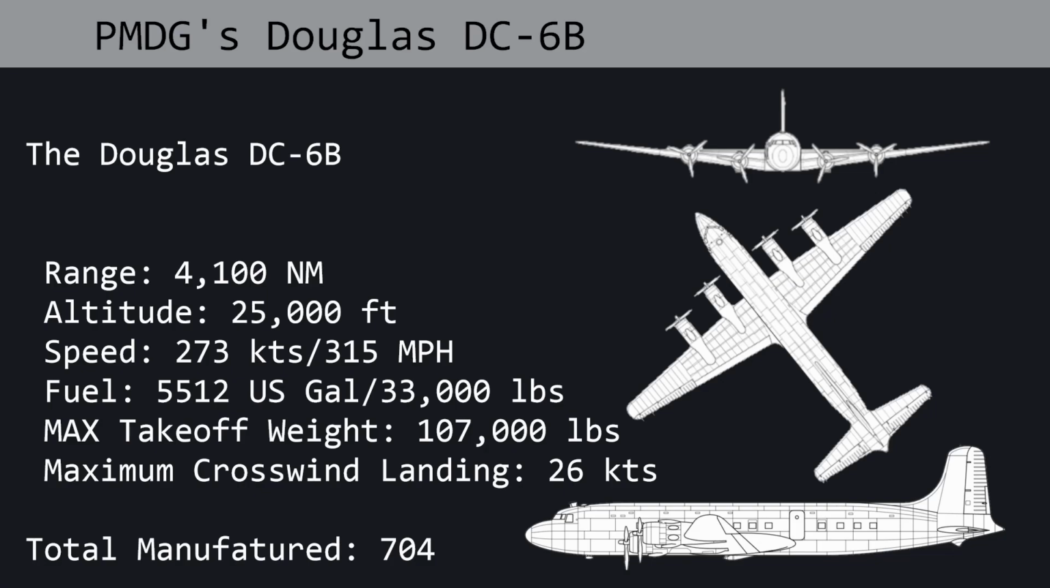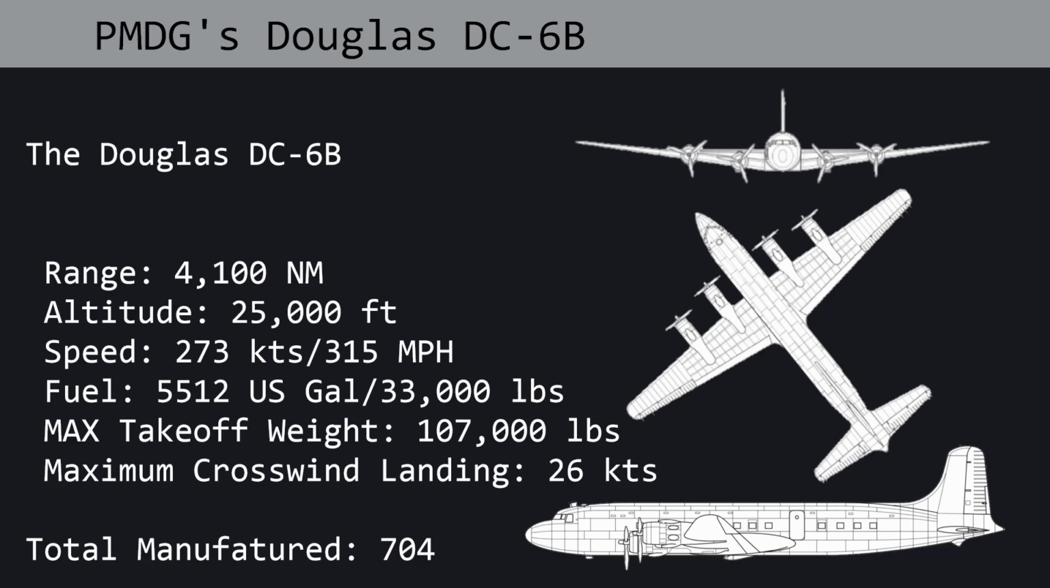Our maximum altitude is about around 25,000 feet. Our max speed is 273 knots. That's 315 miles an hour. Fuel is about 5,000 US gallons, 33,000 pounds. The maximum takeoff weight's 107,000 pounds. Unless you want that full 4,000 miles, then you better cut that back just a little bit.